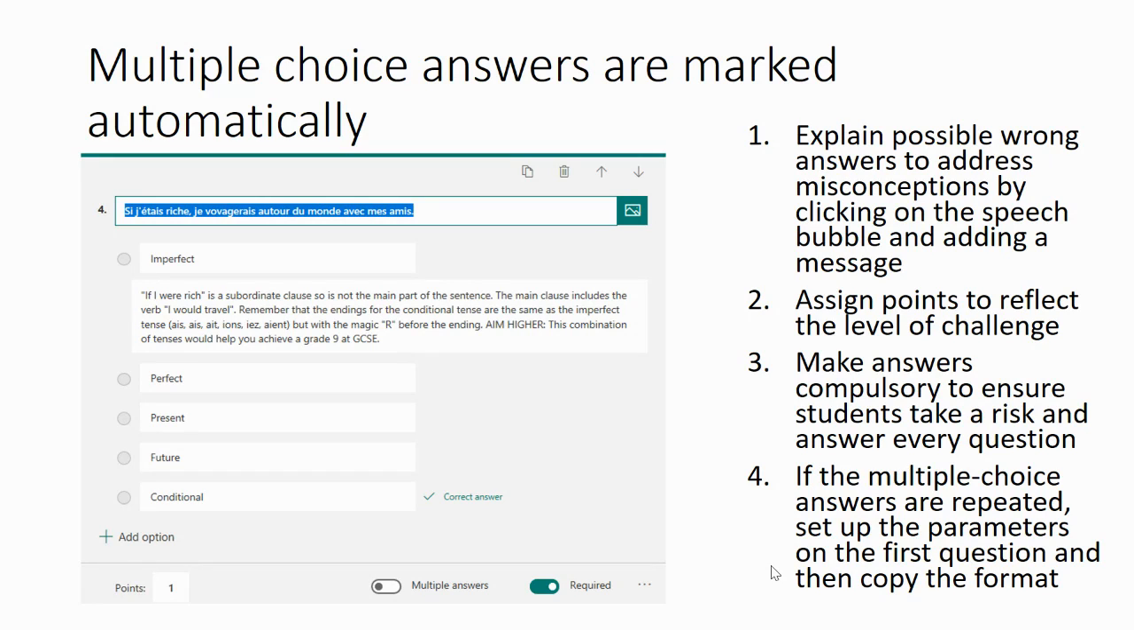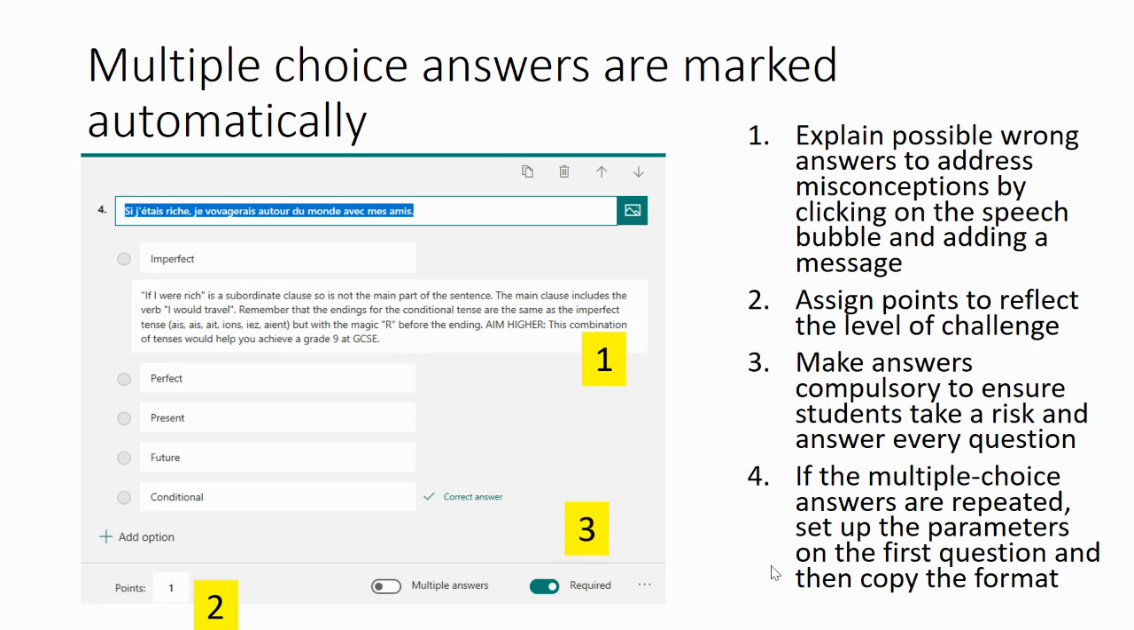Multiple choice answers are marked automatically. Firstly, you can explain possible wrong answers to address misconceptions by clicking on the speech bubble and adding a message, as you can see here. You can also assign points to reflect the level of challenge.